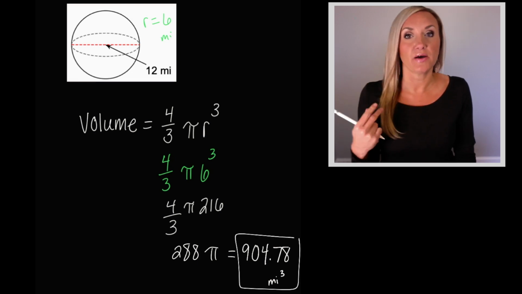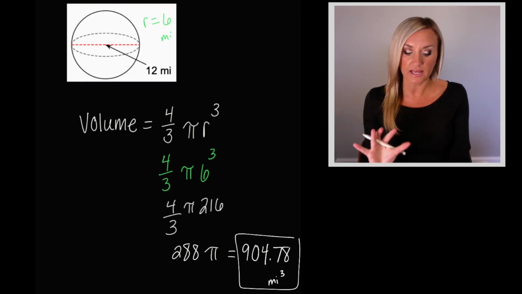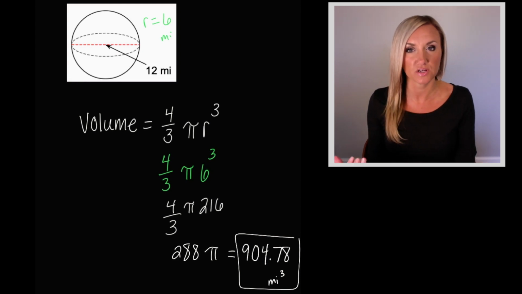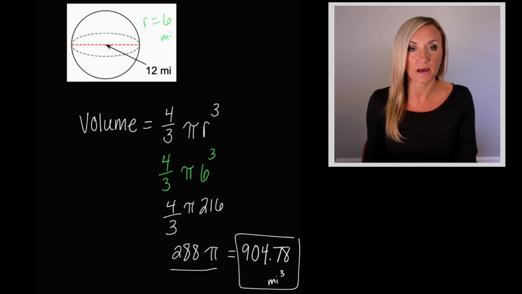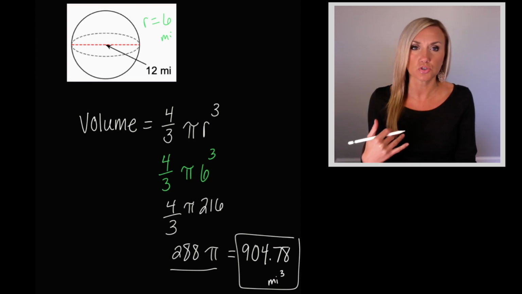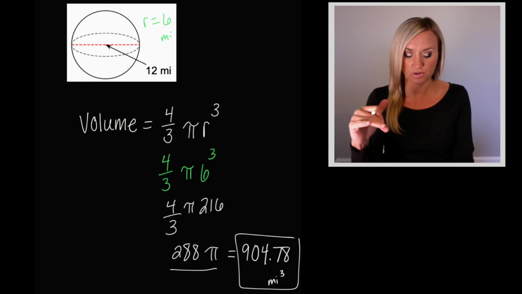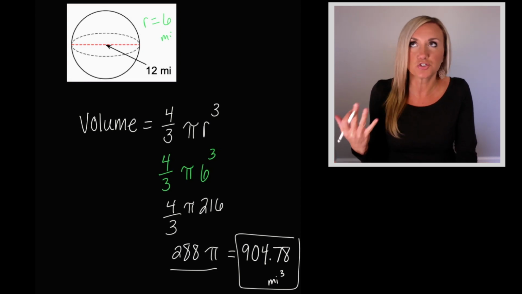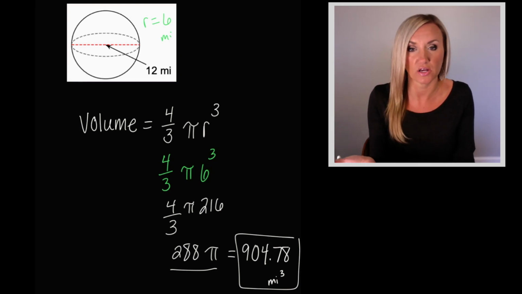All right, so for this example, I just want you to take a minute and take a look at the steps. I also want you to pause the video and try to get those values on your own, specifically the 288 pi. I know sometimes students will struggle with that. Now, could you type in your calculator 4 divided by 3, hit enter, and then multiply it by 216? For sure. That's just what I do. I don't know why I do it. I just do it.